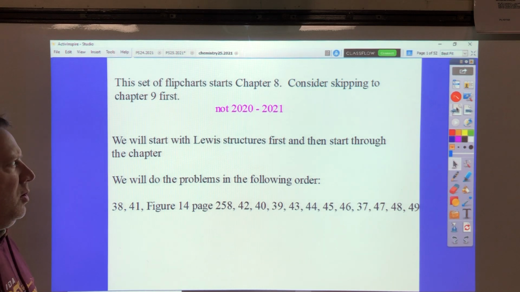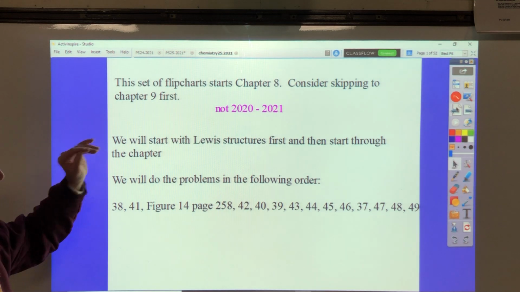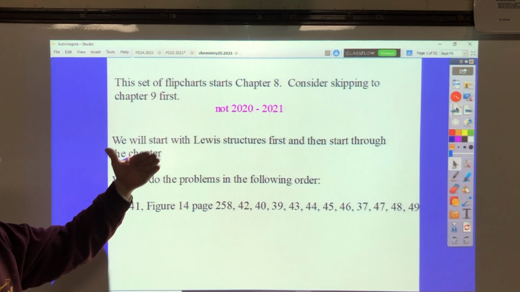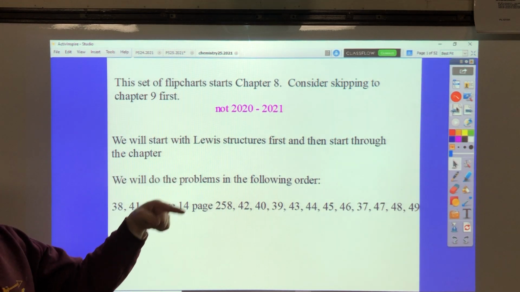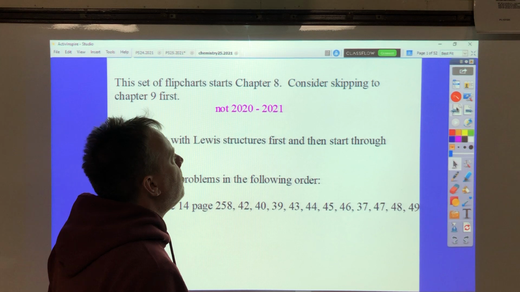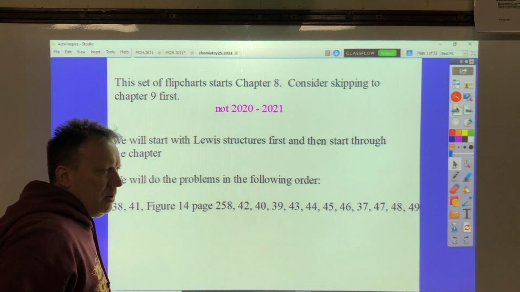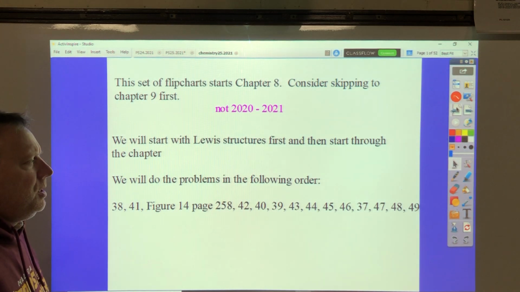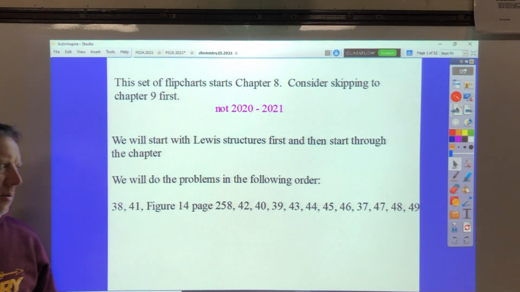Secondly, when we go to do this chapter, we're going to start with the Lewis structures first, because it's kind of a technique thing. And then we'll go back to the beginning of the chapter and start our way through. You don't need the beginning of the chapter to do Lewis structures. Thirdly, the order that the problems are written isn't the best way to do it.